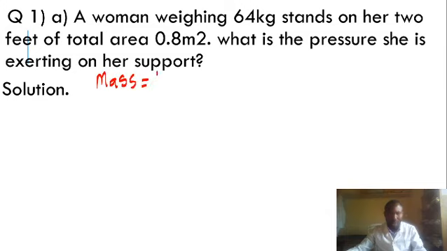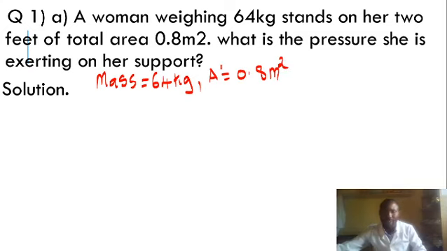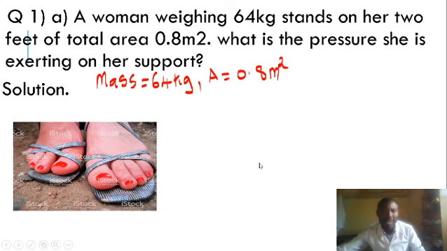Mass of the woman equal to 64 kilograms. She stands on her 2 feet of total area 0.8 meter square. So the area here is 0.8 meter square. Can we try to see the woman? Here is the woman.